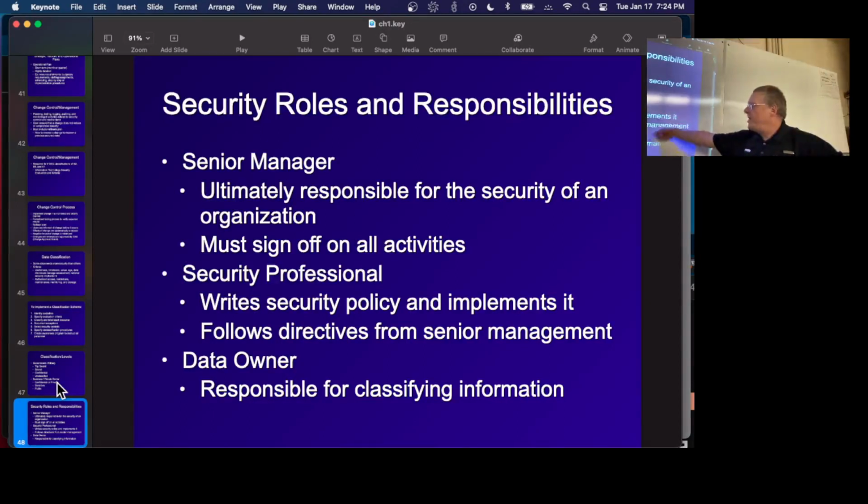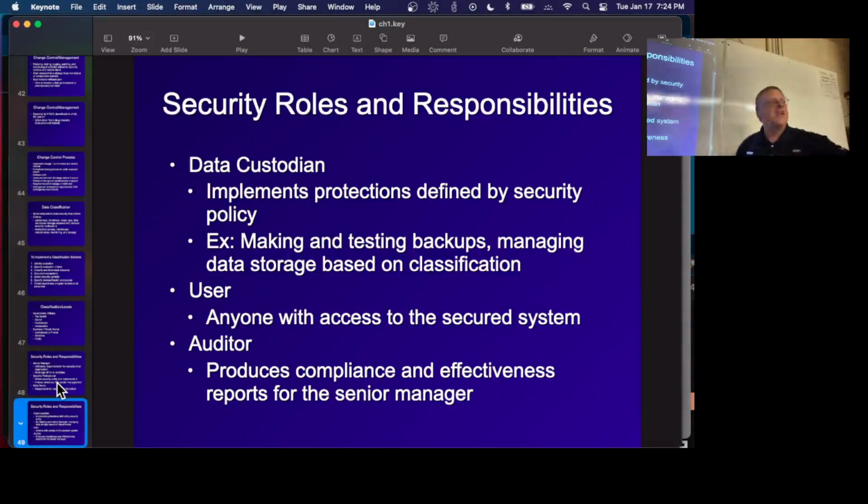Anyway, security professionals are people at various levels that implement the policy, the directives they get from above, and they write policies and implement them. And then there's a data owner somewhere, somebody who owns some data and is responsible for taking care of that data, classifying it, and making sure that the handling of that data is consistent with your security policy. The data custodian is the person that actually does the work. The data owner is above the data custodian, setting the rules for the data custodian, who will actually do things like backup, moving things around, destroying things like that. Users are people with access to the system, and an auditor is a special person who checks to make sure that all the security policies are being followed.